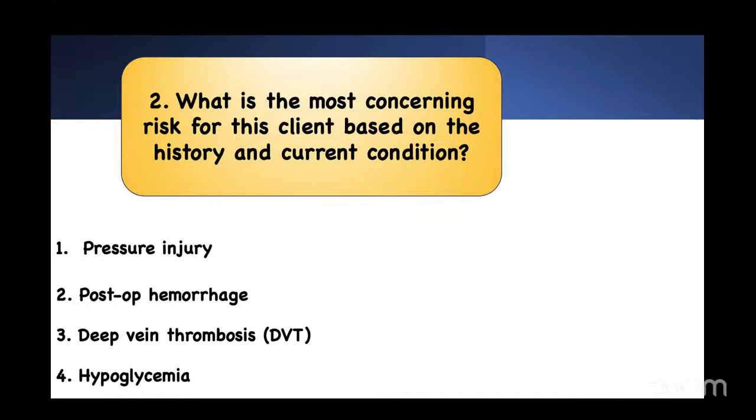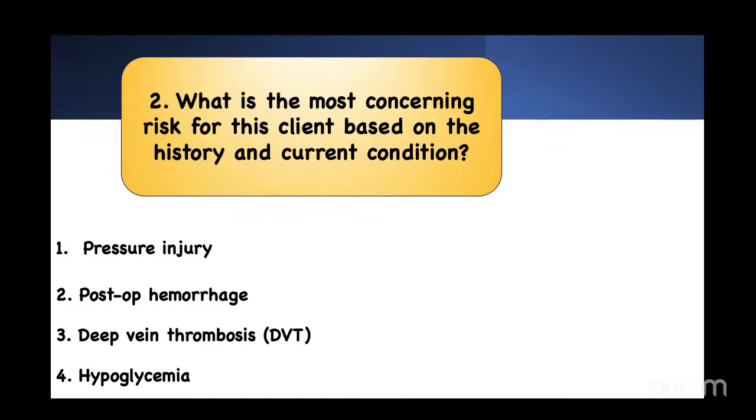Hypoglycemia. If you see this on the NCLEX, what are you going to choose? Which answer choice are you going to choose? You can put that in the comment and explain your answer. Do you think pressure injury is the problem for this patient, or post-op hemorrhage, or DVT, or hypoglycemia?